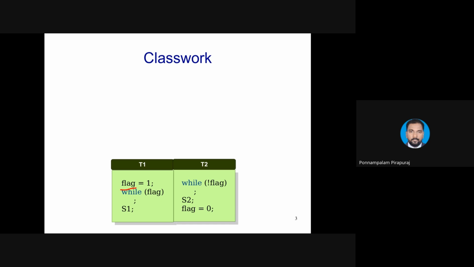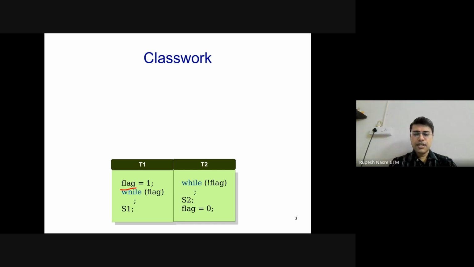Sir, please repeat the question. Yeah, the question is, is it possible that flag is a shared variable, right? In this case, is it possible that two threads see different values of flag at the same time?